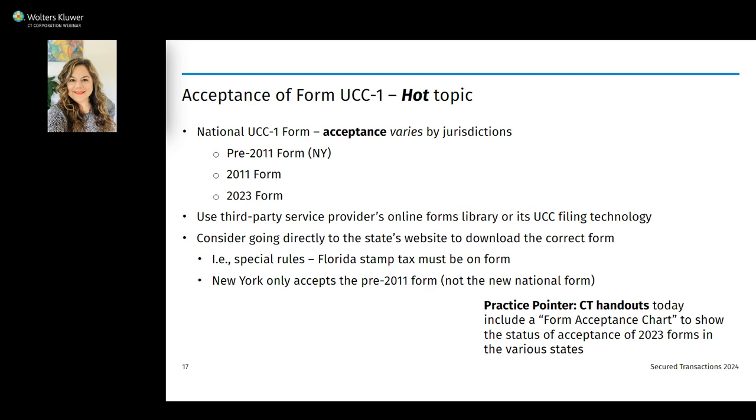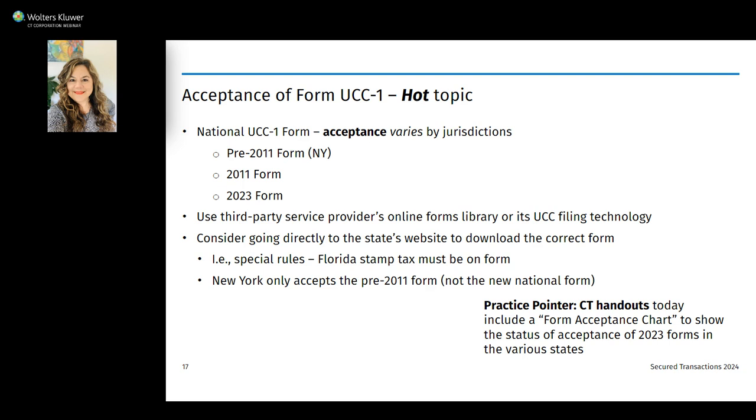Acceptance of the new form from last year has been a very hot topic, and I would be remiss if I didn't mention it to you. Things have settled down a little bit, but I think it's important that we discuss it. First of all, there's really three forms that are floating out there. First, there's the pre-2011 form. The only jurisdiction that will only accept that form is New York. They won't accept any other form. They won't accept the 11 form. They won't accept the 23 form. Why? Well, they haven't updated their computer system yet.